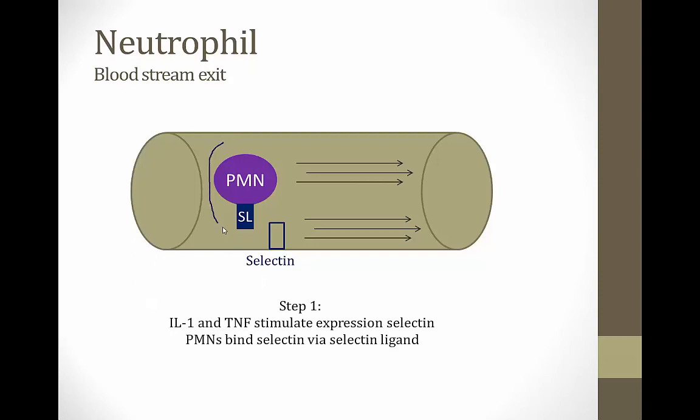So neutrophils are always circulating with selectin ligand on their surface, but normally there's nothing for it to bind to, so they continue to circulate through the bloodstream. However, when infection and inflammation occur, macrophages release IL-1 and tumor necrosis factor, and this stimulates the expression of selectin on the surface of endothelial cells like I've drawn here. As a result, the neutrophils will bind to the selectin and they will begin to roll along the endothelium.